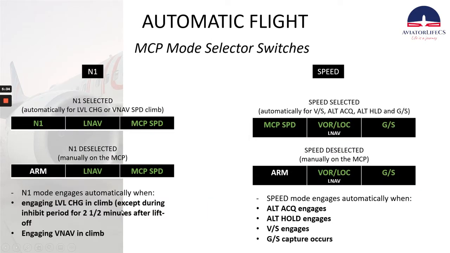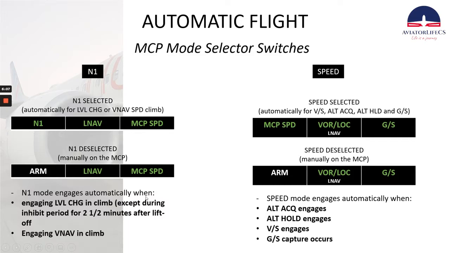And keep an eye on that. It's good to know. Now, we will talk about the mode selector switches, and what I did here, for each of them, you have what you are going to see in the FMA. Once we push these switches, you will see the FMA changing. So for the N1, if N1 is selected, this is where you are supposed to see it. And if N1 is deselected manually on the MCP, this is where you are going to see it.